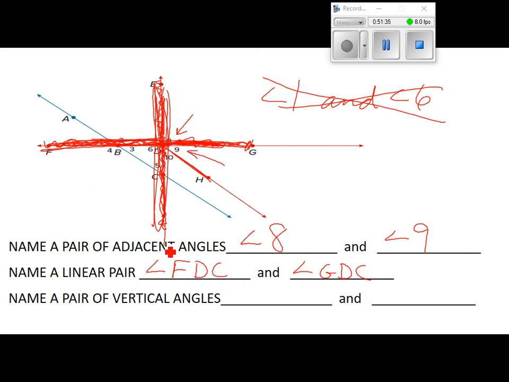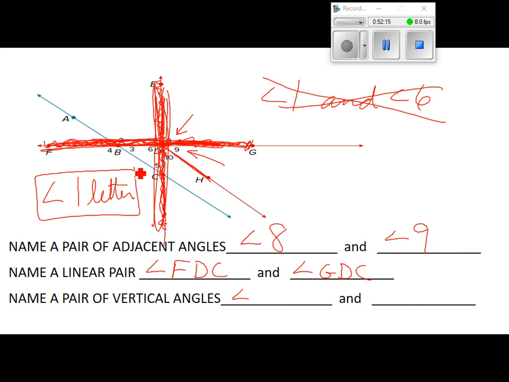Vertical angles. We using letters or numbers? Letters. Is there any angle in this picture you can name with 1 letter? Not a 1. So if you name any angle in this picture with 1 letter, you know it's wrong. What about C? Nothing. There's none in this picture that you can name with 1 letter. So either using 3 letters or the numbers.